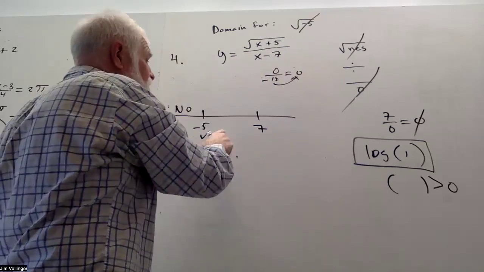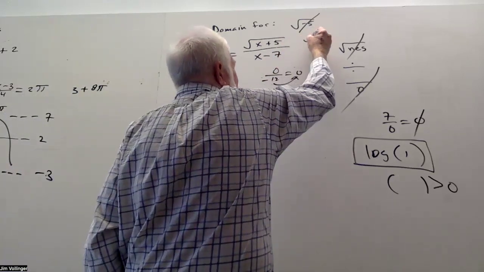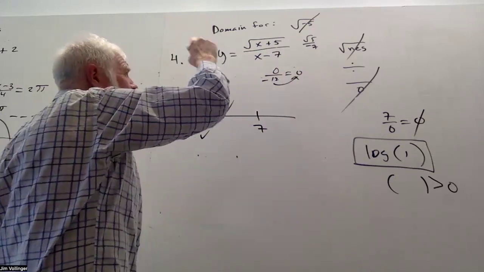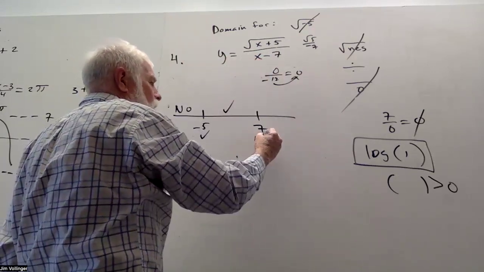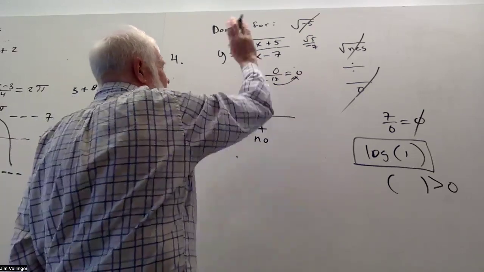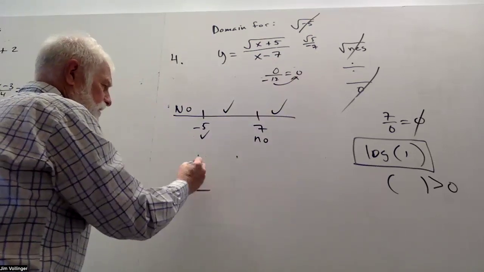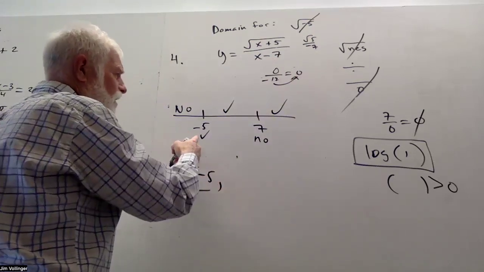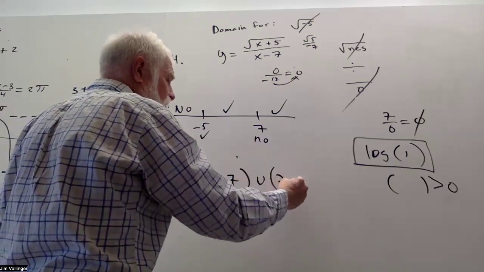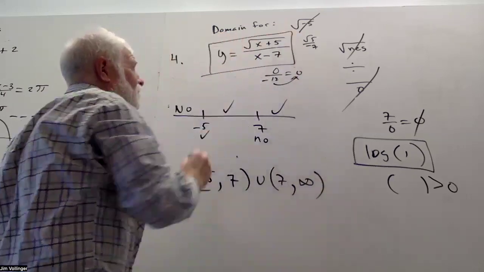Can I use numbers between -5 and 7? Let's pick 0. Square root of 5 divided by -7. Calculator's going to do that, so check. Can I use the number 7? No. Can't use the number 7. That would be division by 0. Can I use numbers bigger than 7? Yes. So what's the domain of this? -5 works all the way to 7, which does not. But then we pick up again at 7 and we go to infinity, and that's the domain of this problem.